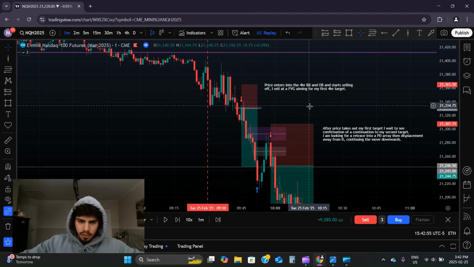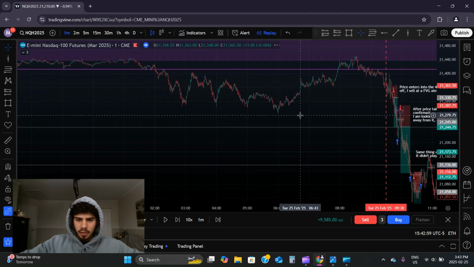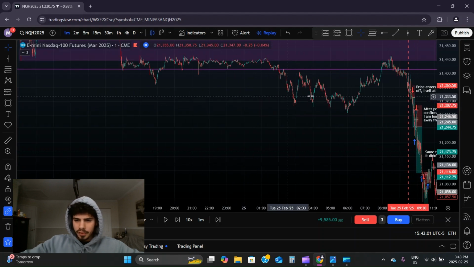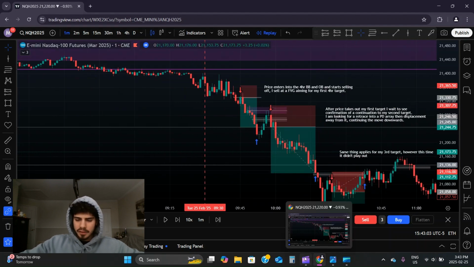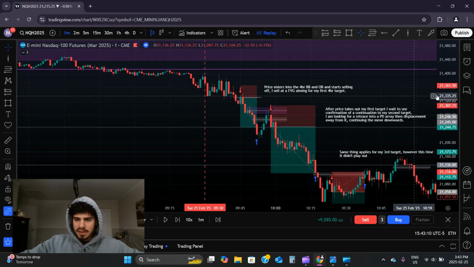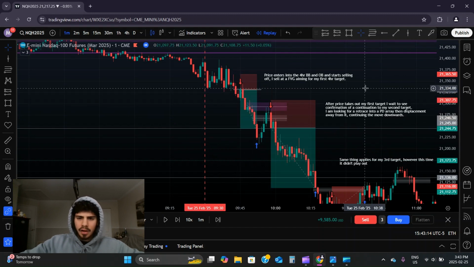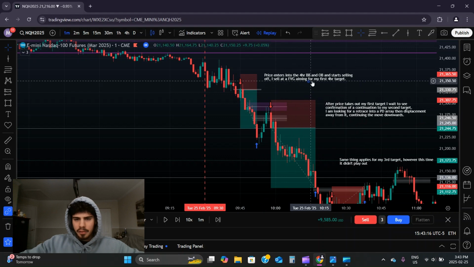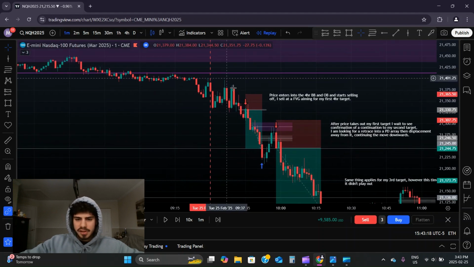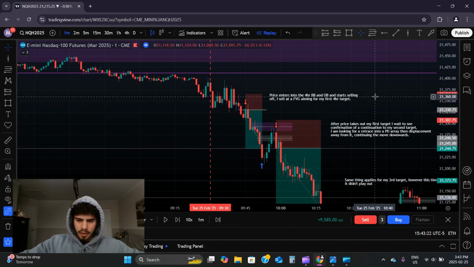We enter going down and we target that 4 hour low that we see. It's lower than this, but if you scroll further, you could find that. I'll show you guys again on the 4 hour. This is the low that we're aiming at for the first target. And we hit that pretty easily here for a 2.47 risk to reward. So now I wrote price enters into the 4 hour breaker block and order block, which is up here, starts selling off. And then I sell at the fair value gap, aiming for the first 4 hour target.